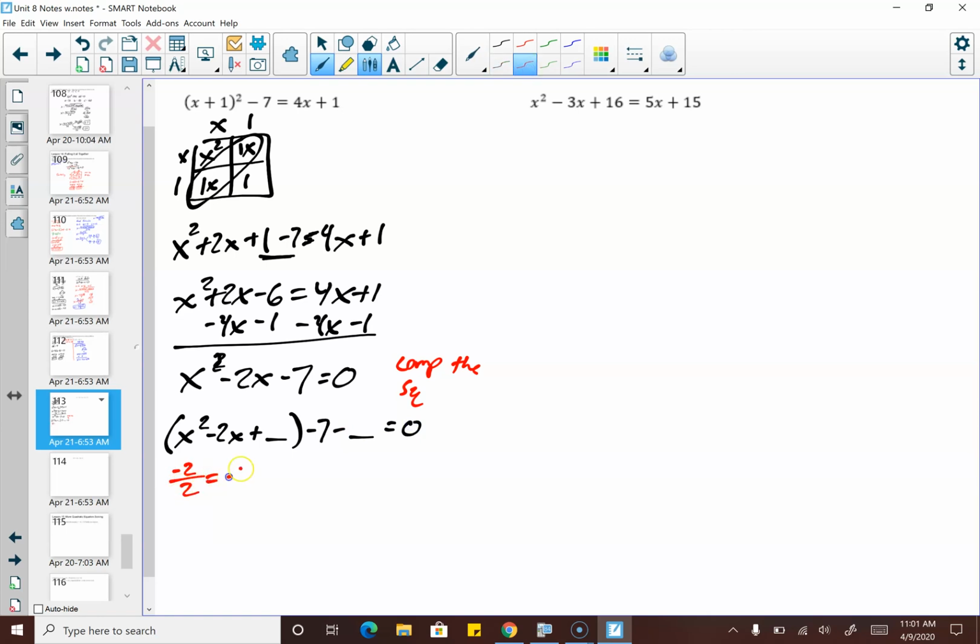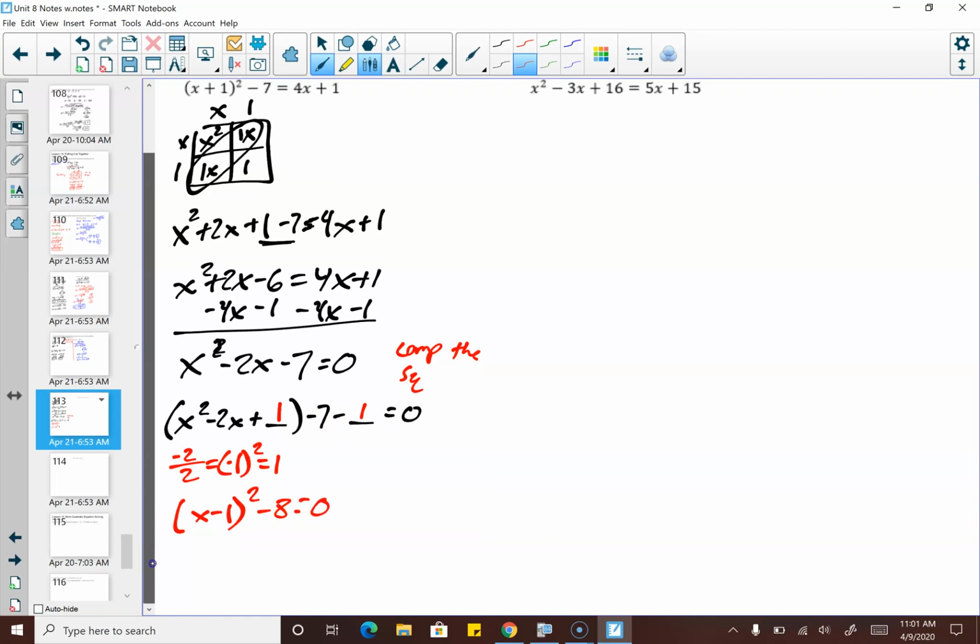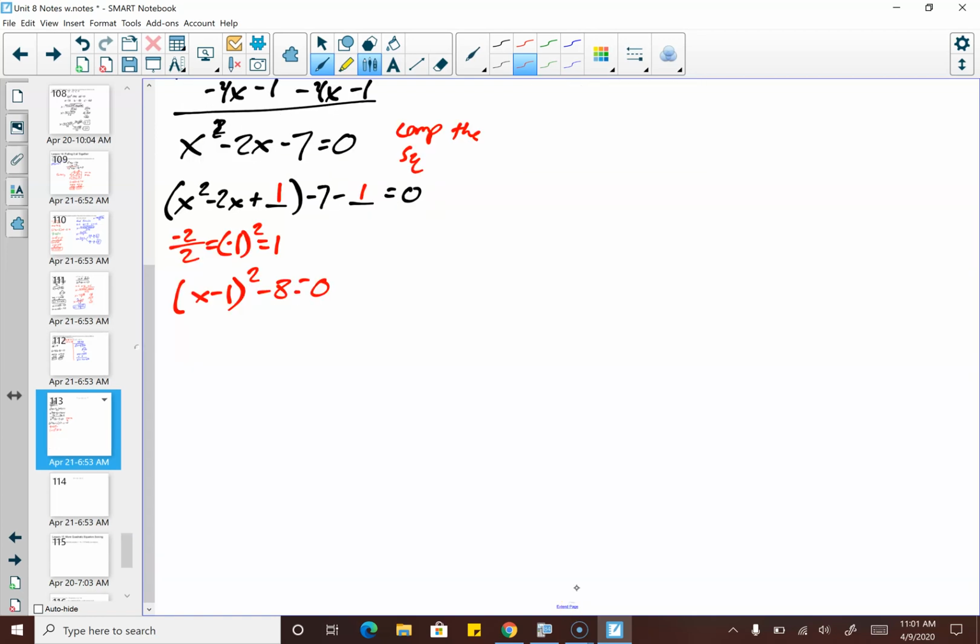So negative 2 divided by 2 is negative 1. Negative 1 squared is 1. So I know this right here is going to factor into x minus 1 squared. Negative 7 minus 1 gives me negative 8 equals 0. So now as I go to solve, it'll be plus 8, x minus 1 squared equals 8.